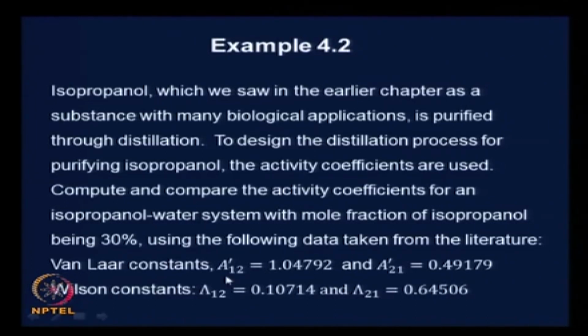The Van Laar constants are given: A12 dash equals 1.04792 and A21 dash equals 0.49179, and the Wilson constants, gamma 12 is 0.10714 and gamma 21 equals 0.64506. These have been taken from the literature, the Journal of Chemical and Engineering Data.